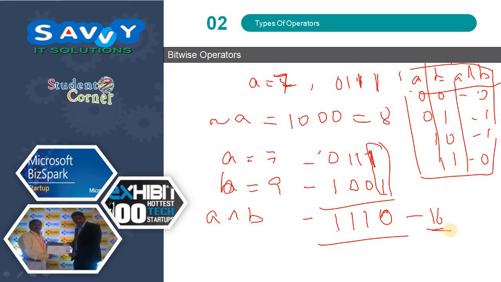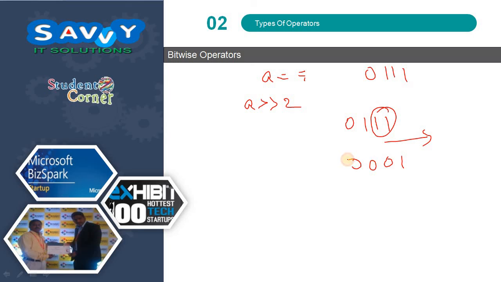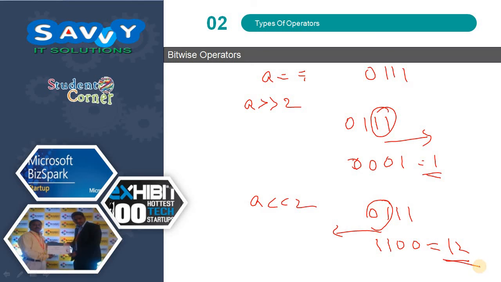Okay, so similarly, I can erase the data once. Similarly, if you take A is equal to 7, 0 1 1 1, now I shift 2 bits towards the right. So 0 1 1 1, 2 bits are moving right, so 0 1 0 0, the value is 1. For left shift, A is 0 1 1 1, so shifting left gives 1 1 0 0, that is equal to 12. This is the way we are operating it.